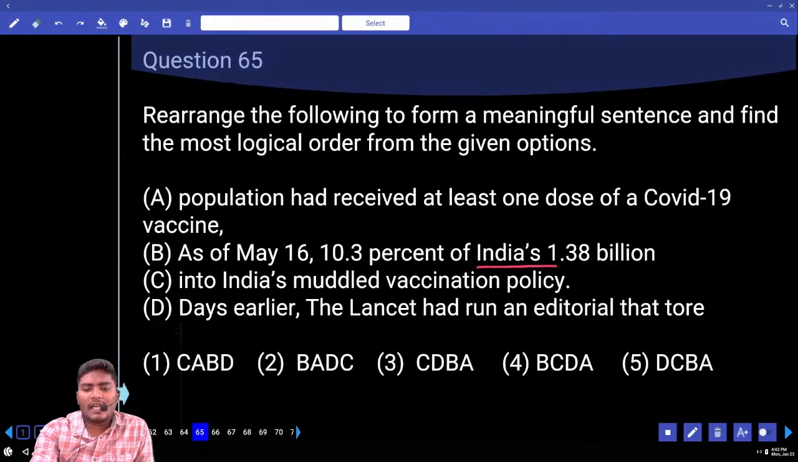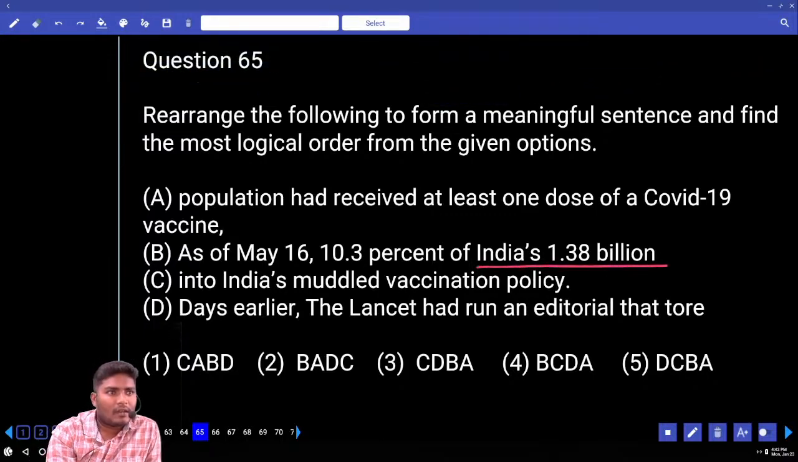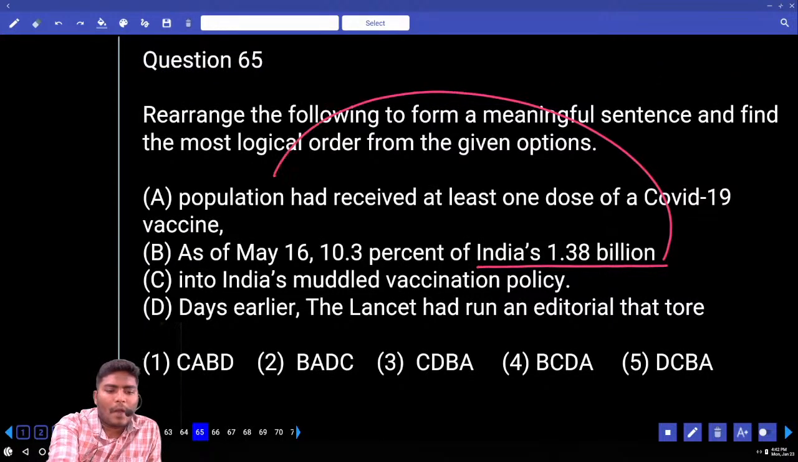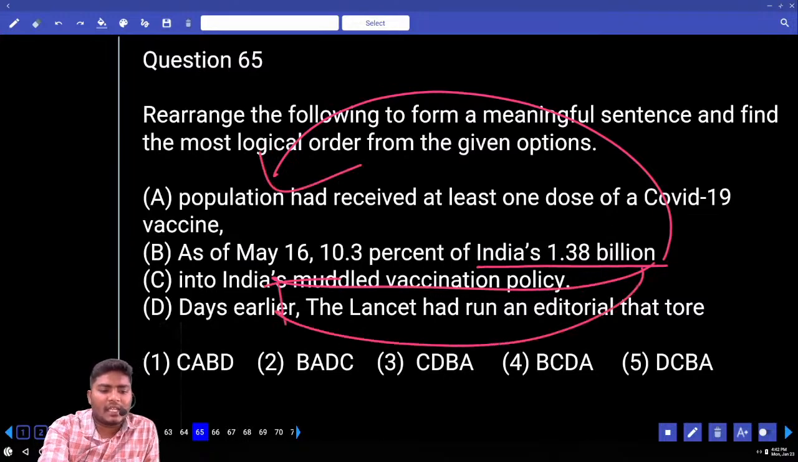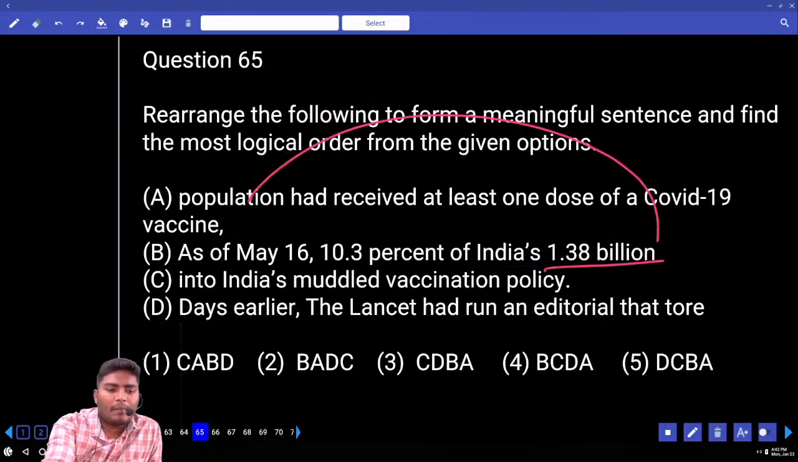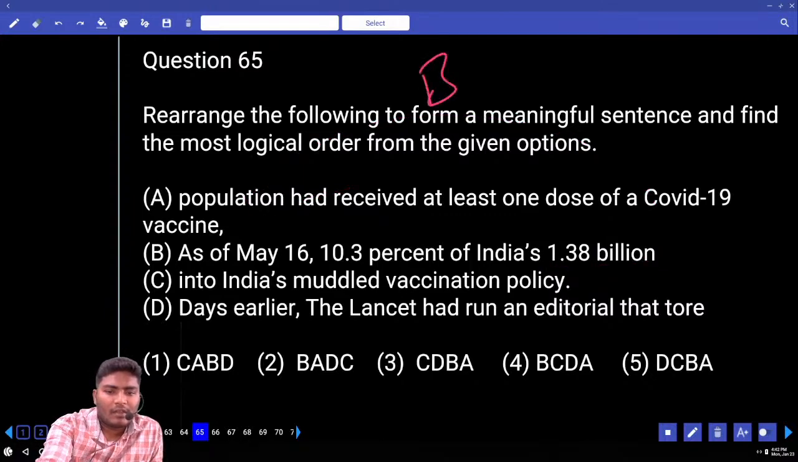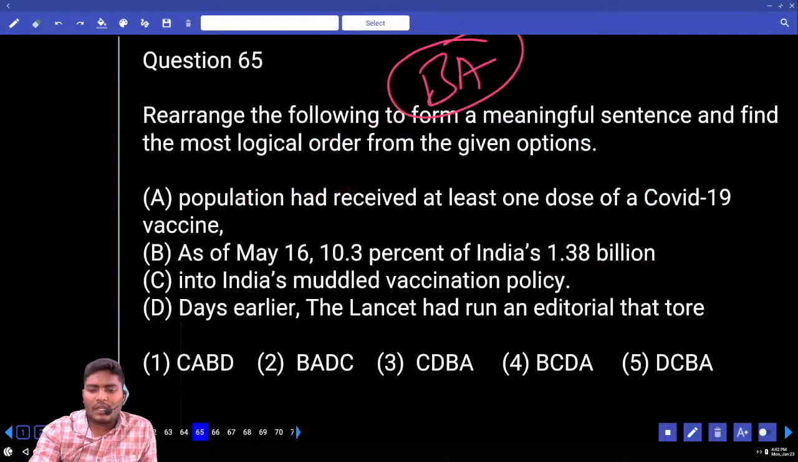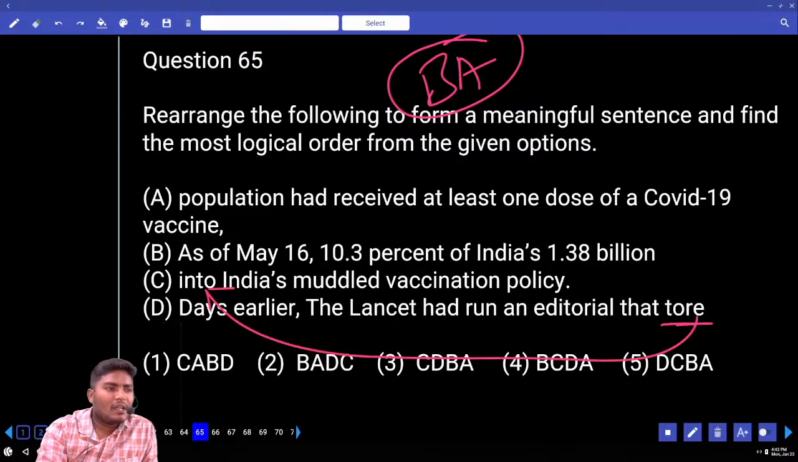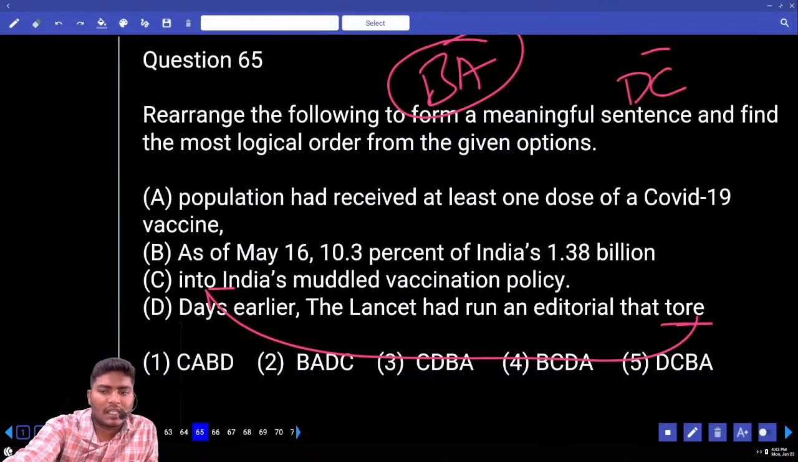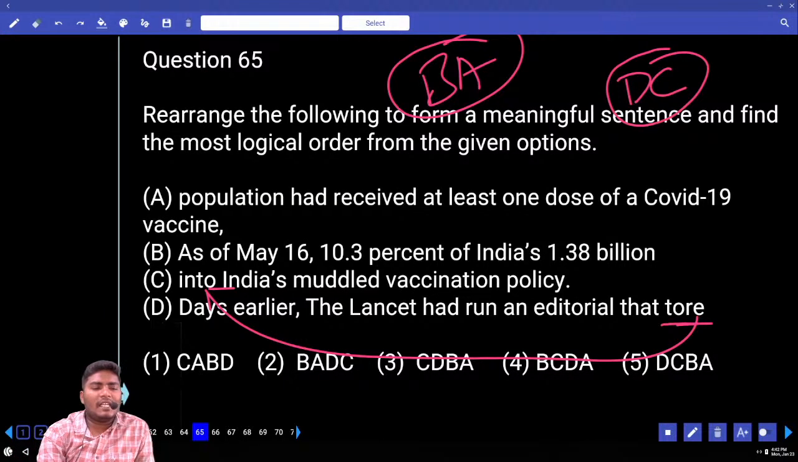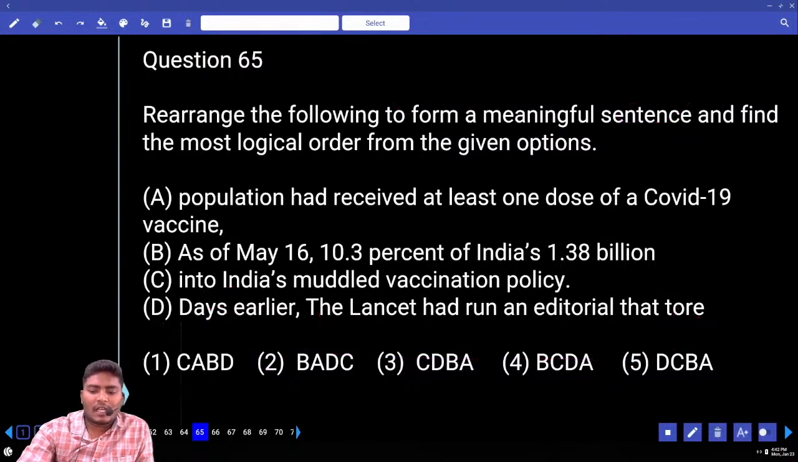Once look at this. India's 1.38 billion population, billion into billion, days earlier. Tell me your answer. Billion population. What is the pair here? BA. Next, come to D. D is used with TOR. TOR is followed by, remember, into. Now what is another pair here? D with C. Now we have BADC. With these pairs we have 2 options. What are they? Can you tell me? Second option is there as well as fifth option is there.